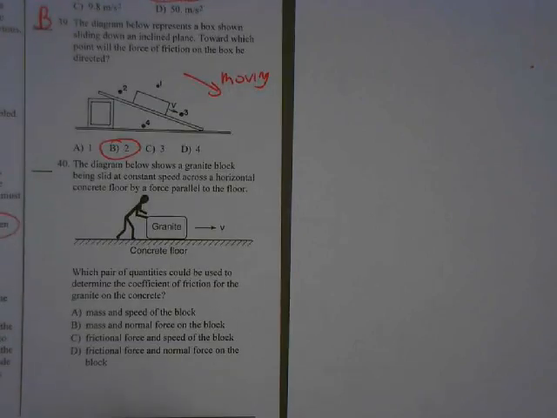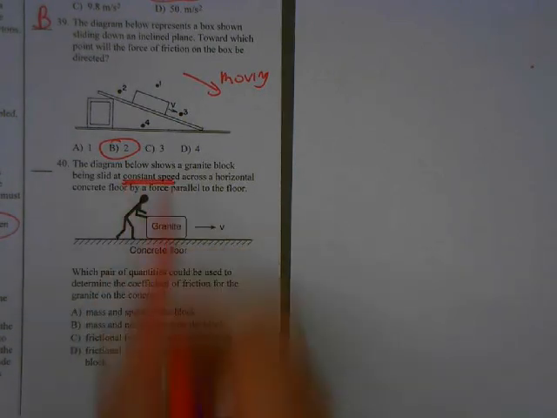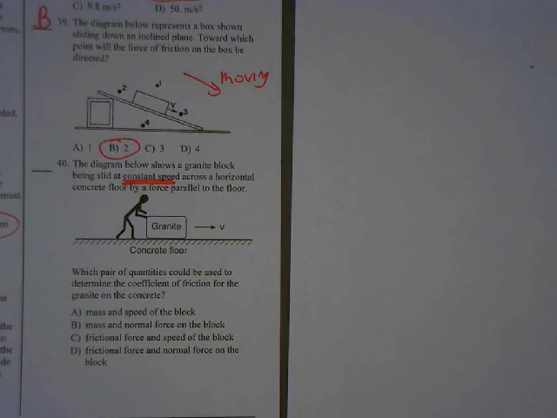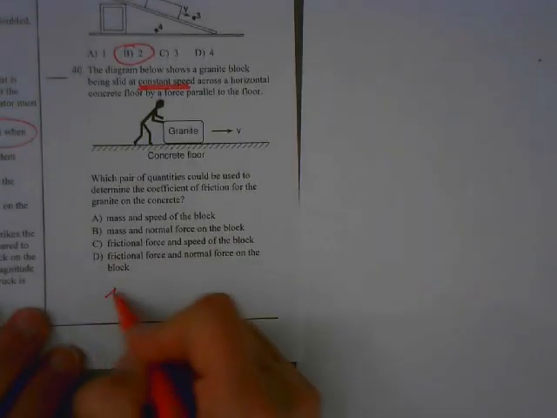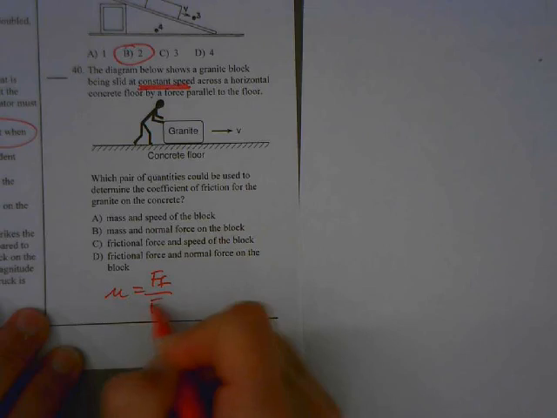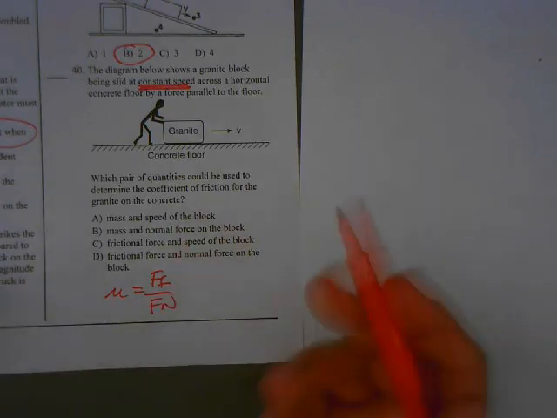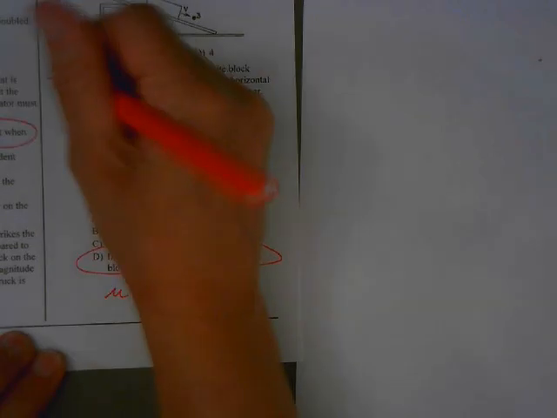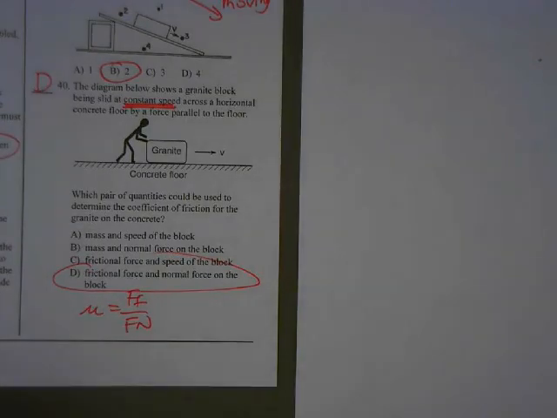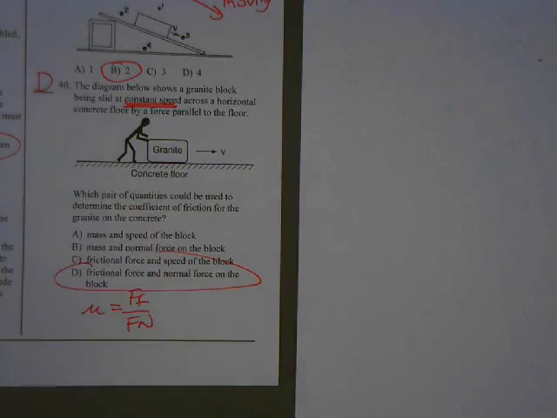Number 40, the diagram below shows a granite block being slid at a constant speed across a horizontal floor by a force parallel to the floor. Which of the quantities could be used to determine the coefficient of friction? The coefficient of friction, mu, is equal to F_f over F_N. That's just the equation, which is D. Don't even have to calculate anything. So that's up to question number 40, 11 through 40 on the semester exam.